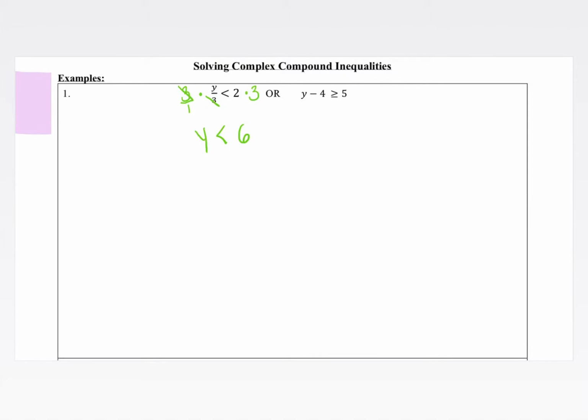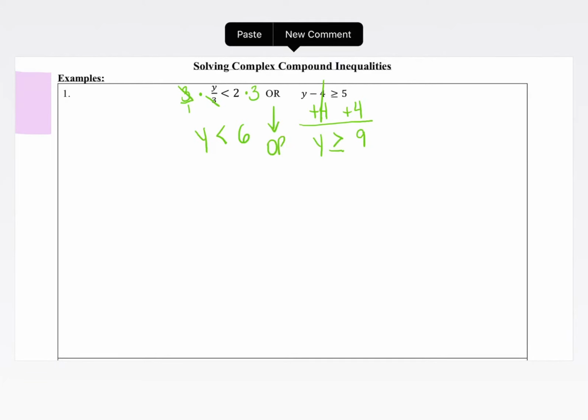On the right-hand side, we have y minus 4 is greater than or equal to 5. Since we see subtraction, we're going to add 4 to both sides, which is the inverse. Negative 4 plus 4 adds to 0, so we're just left with y is greater than or equal to positive 9, because again, we're adding or subtracting a number here. So our inequality remains true. Now I'm going to bring down my or statement. So y is less than 6, or y is greater than or equal to 9.